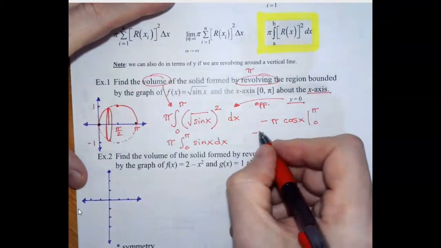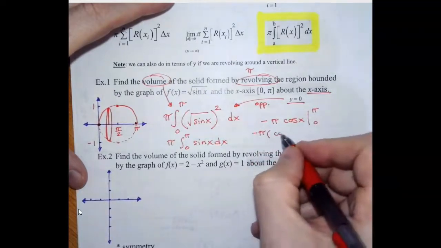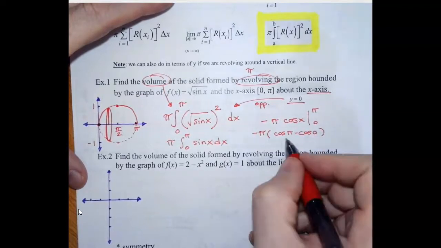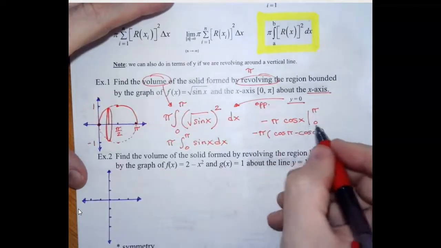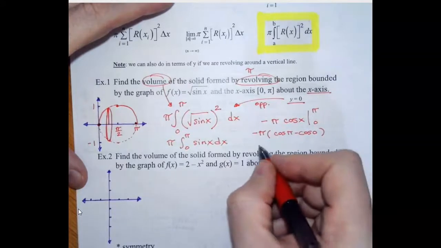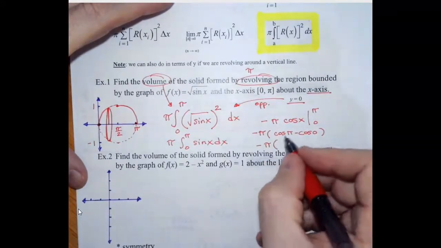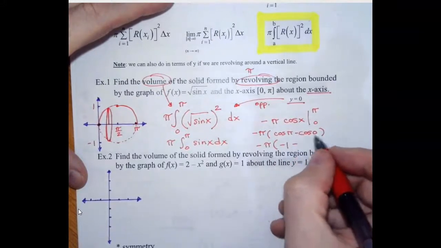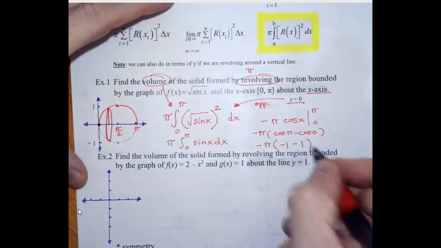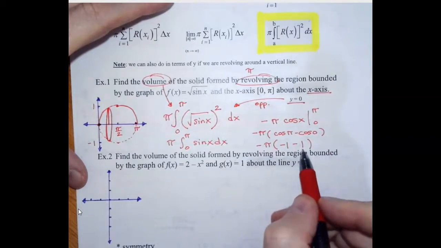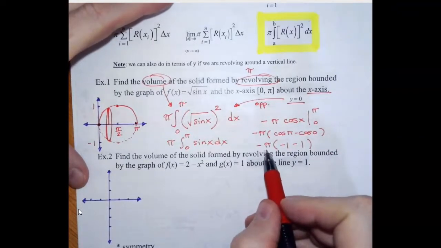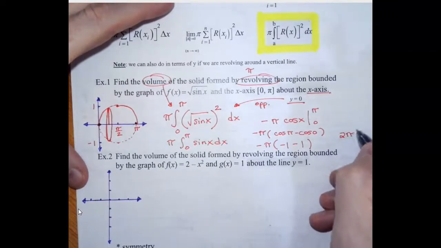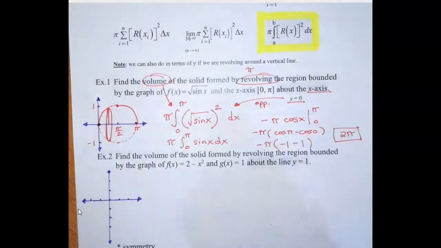I'm going to factor the negative pi out, so we're going to have the cosine of pi minus the cosine of 0. So you've got to be careful here. Don't assume that plugging in 0 is going to give you 0. It does not in this case. So the cosine of pi is actually negative 1, minus the cosine of 0, which is actually 1. So now we have negative 2 times negative pi. So that's going to be 2 pi.